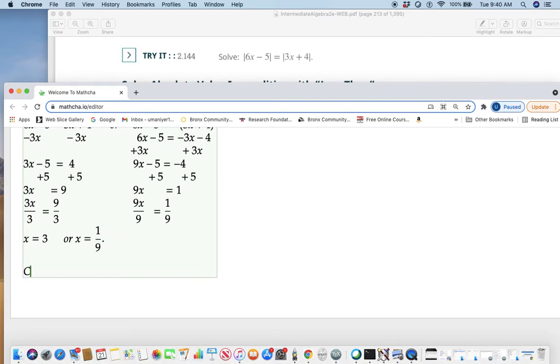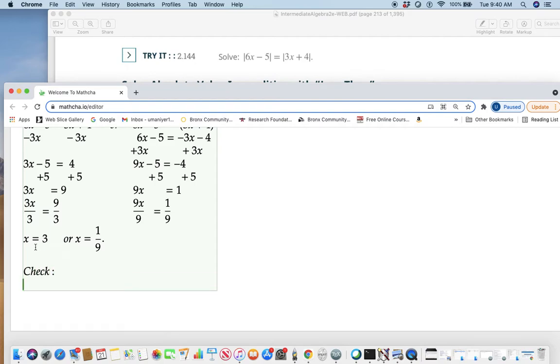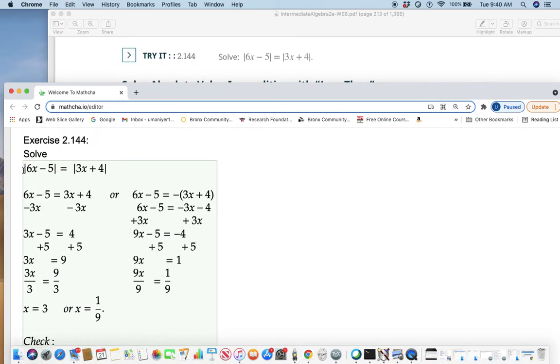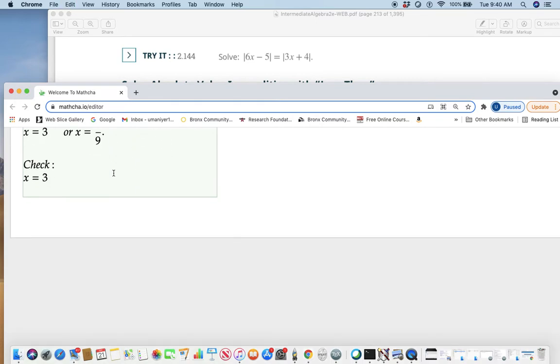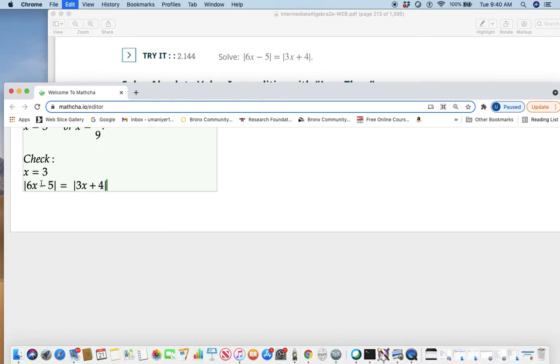Now don't forget to check. First, let's check x equals 3. You want to check x equals 3 in your original equation. Alright. How do we check? Where you see variable, write down parentheses. Now fill in the parentheses by 3, and don't forget you are checking. So there is a question mark.